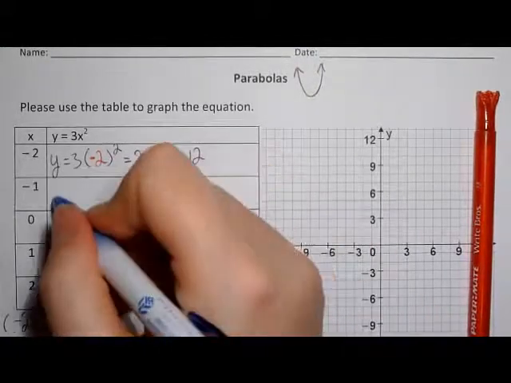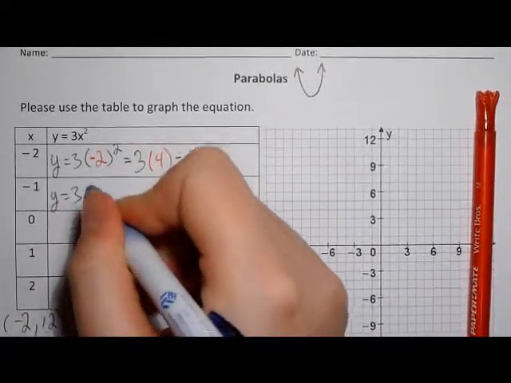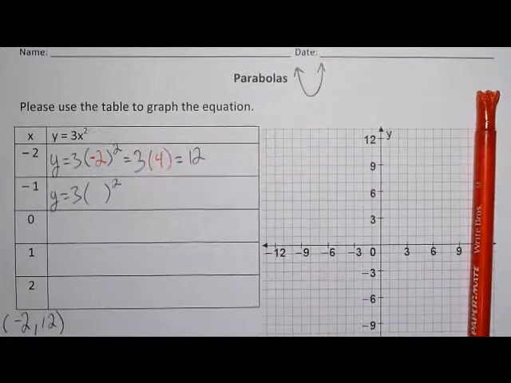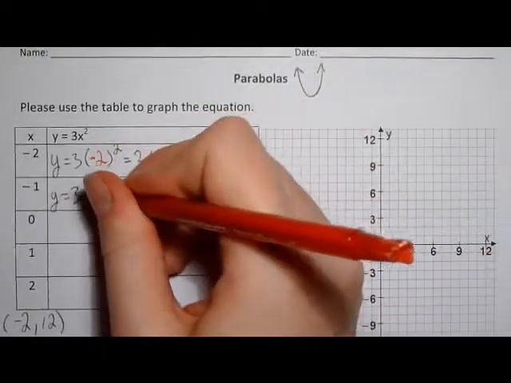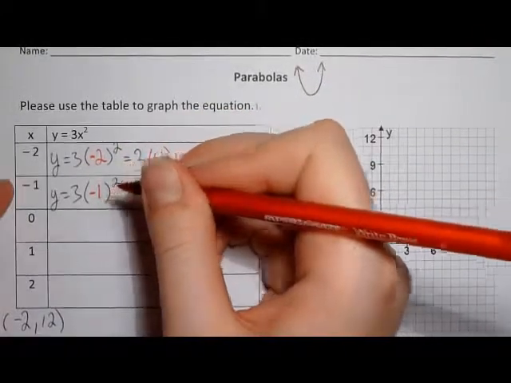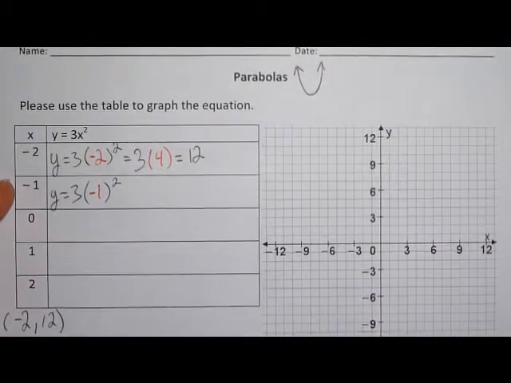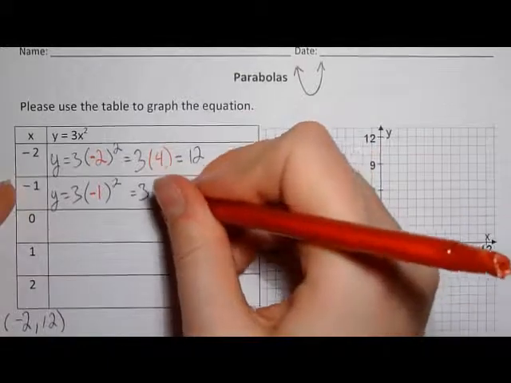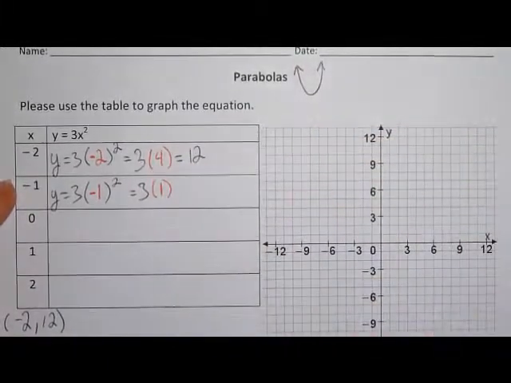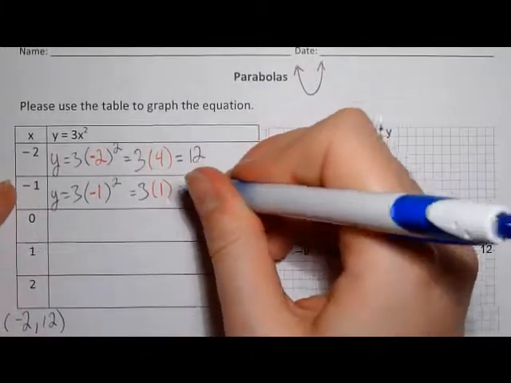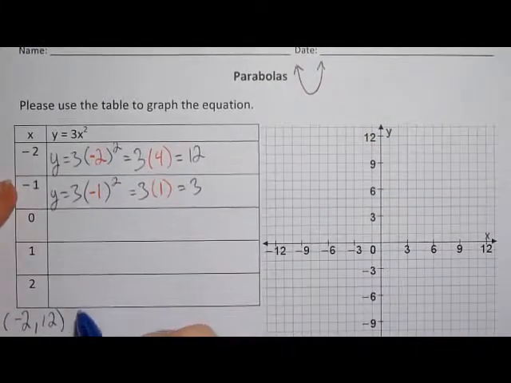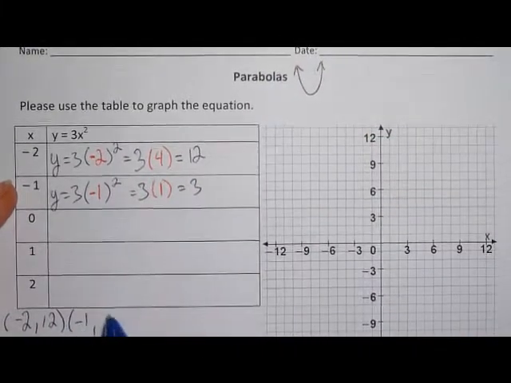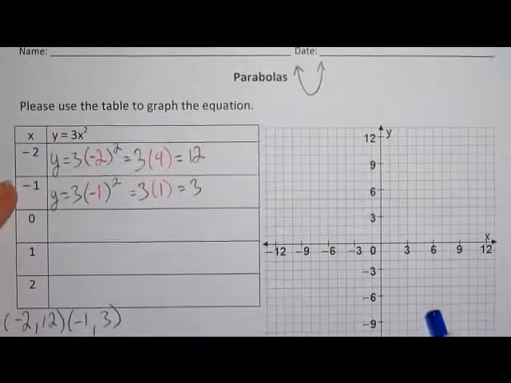I'm going to keep going. Now y still equals 3x squared. I leave open parentheses for my x value. I substitute -1 for x. This gives me 3 times -1 squared is +1, because a negative times a negative is a positive, which leaves me with 3. So if I input -1, I will output +3.